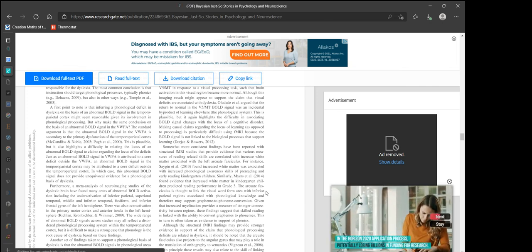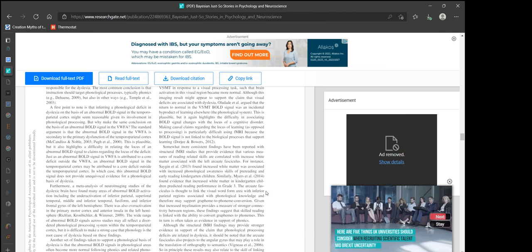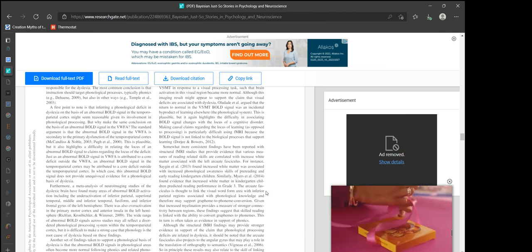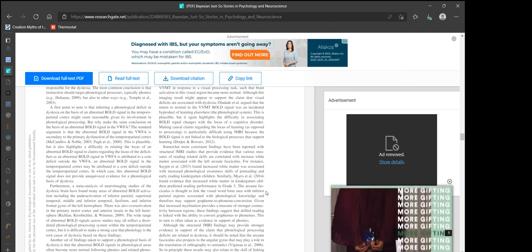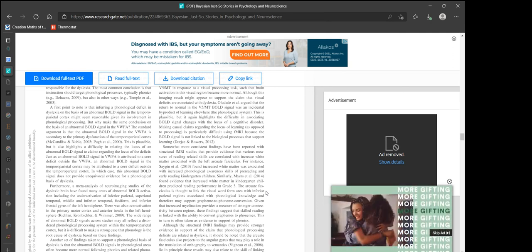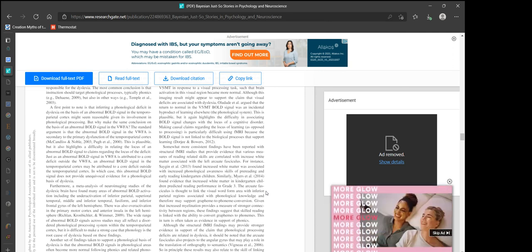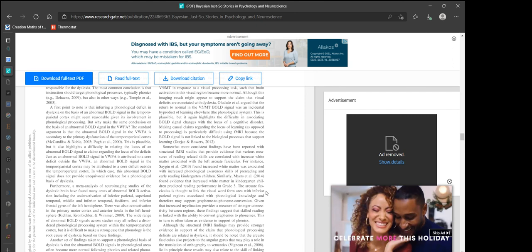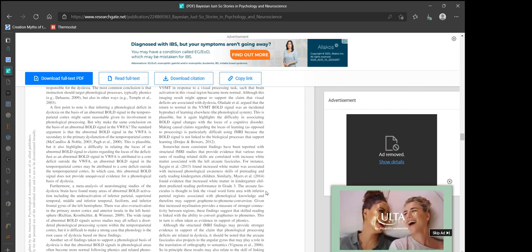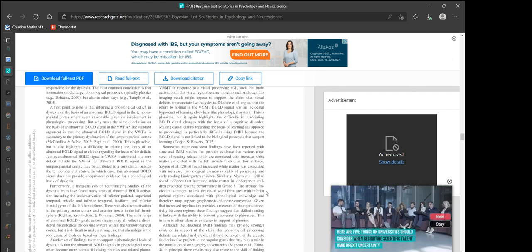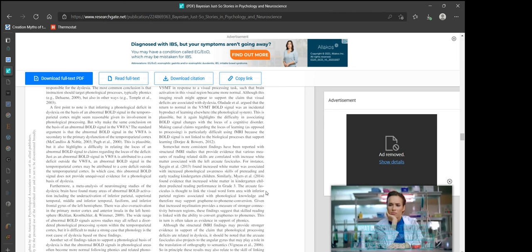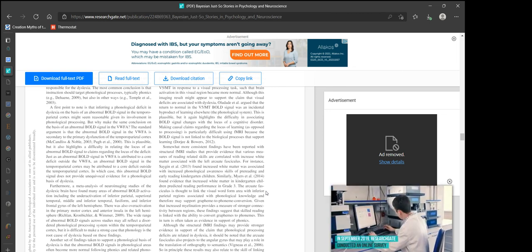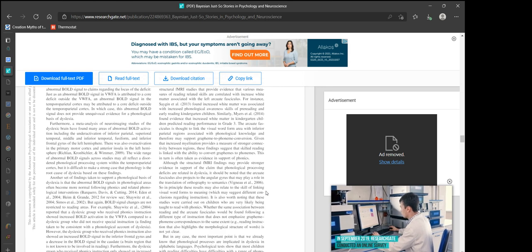Just as the abnormal BOLD signal in VWFA is attributed to a core deficit outside the VWFA, an abnormal BOLD signal in the temporoparietal cortex may be attributed to a core deficit outside the temporoparietal cortex, in which case this abnormal BOLD signal does not provide unequivocal evidence for a phonological basis for dyslexia.